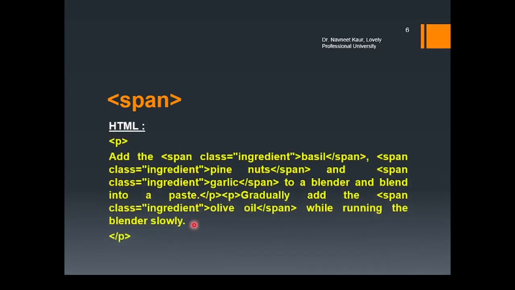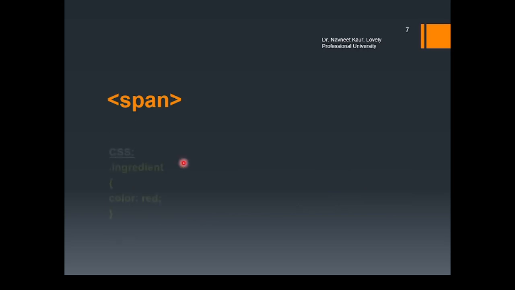We already have one example here. We have a paragraph, and you can see that there are certain words in this paragraph which are already wrapped inside the span tag, and some class is given to it. We have basil and then pine nuts, and further we have garlic. So all these have been wrapped inside the span, and the styling applied to this class, that is ingredient, its color is red. So within this paragraph, these words which have been applied the ingredient class will be colored as red. So let's do this practical now.